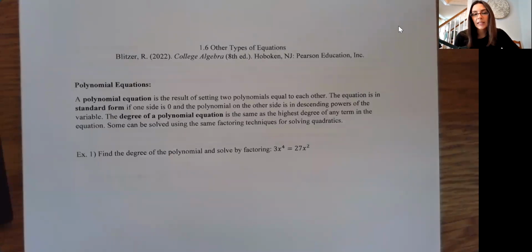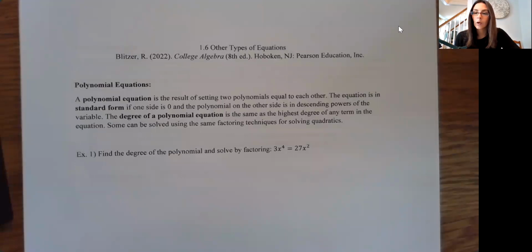One type we're going to look at is a polynomial equation. A polynomial equation is the result of setting two polynomials equal to each other. So we're allowing for exponents here. The equation is in standard form if one side is 0 and the polynomial on the other side is in descending or decreasing powers. The degree of a polynomial equation is the same as the highest degree of any term in the equation. So I'll show you how to find the degree as we go through the examples as well.